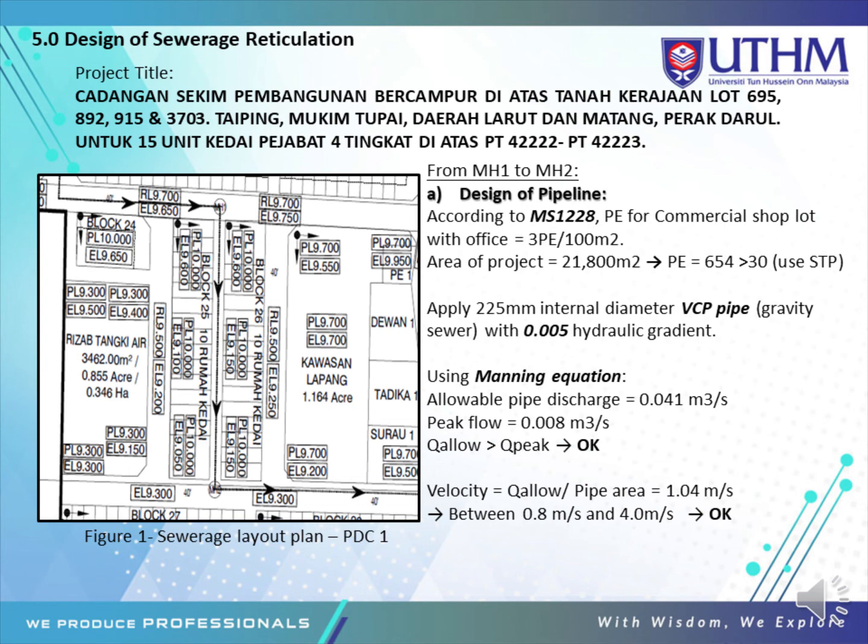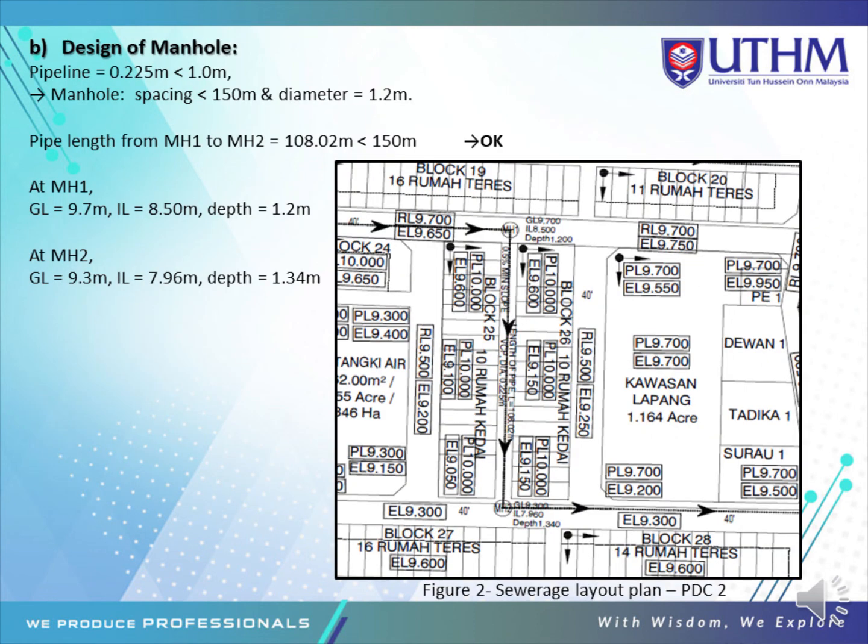The Q allowable is larger than Q peak, which is okay for the design. The velocity equal to 1.4 meter per second, which is between 0.8 and 4.0 meter per second. The design is okay.